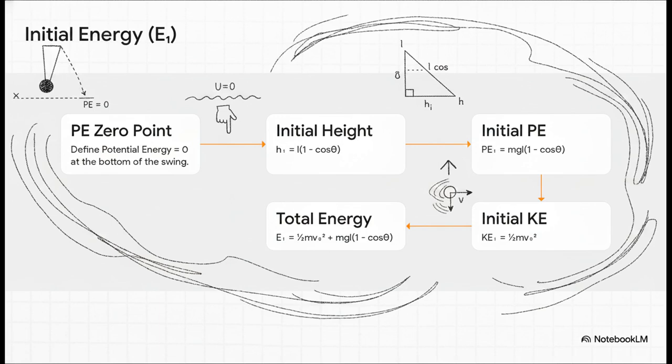pendulum swing. Now, a little bit of high school trigonometry tells us that the initial height is the length of the string, L, minus L times the cosine of theta. So the initial potential energy is mgL times (1 minus cos theta). The initial kinetic energy, that's just 1/2 m v0 squared. Add them together, and we have our total initial energy.